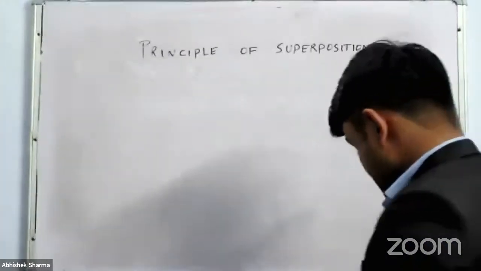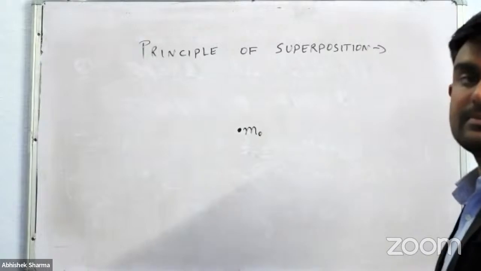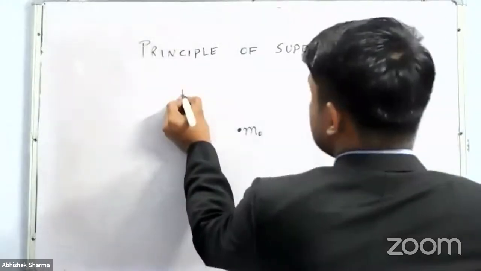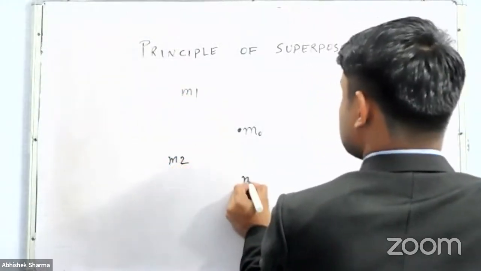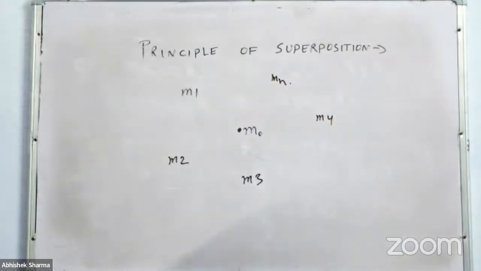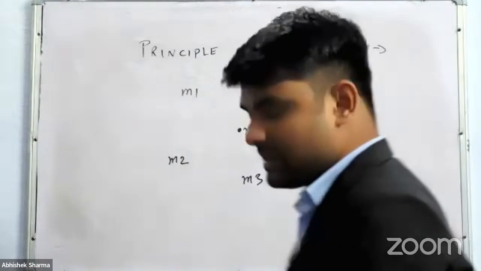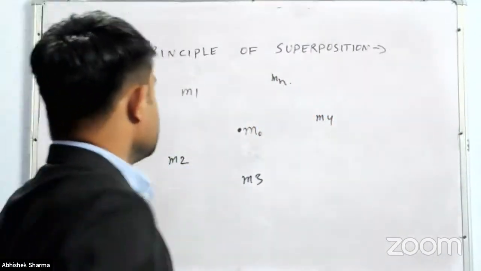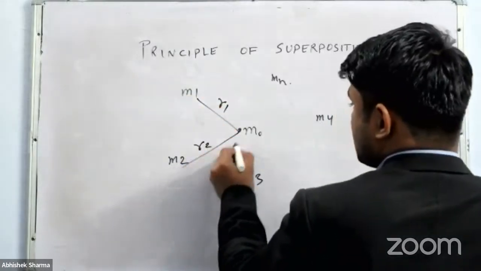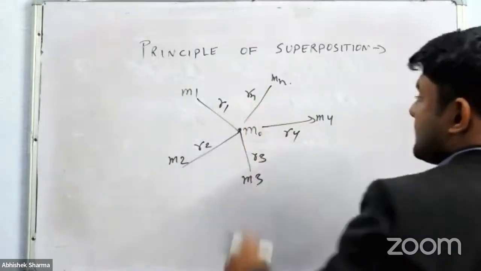Suppose you have mass m naught. In the vicinity of this m naught mass, you have all other masses like m1, m2, m3, m4, and so on. Suppose there is an attraction force between this m naught and all the other masses. Let us assume the distances are R1, R2, R3, R4, and Rn.